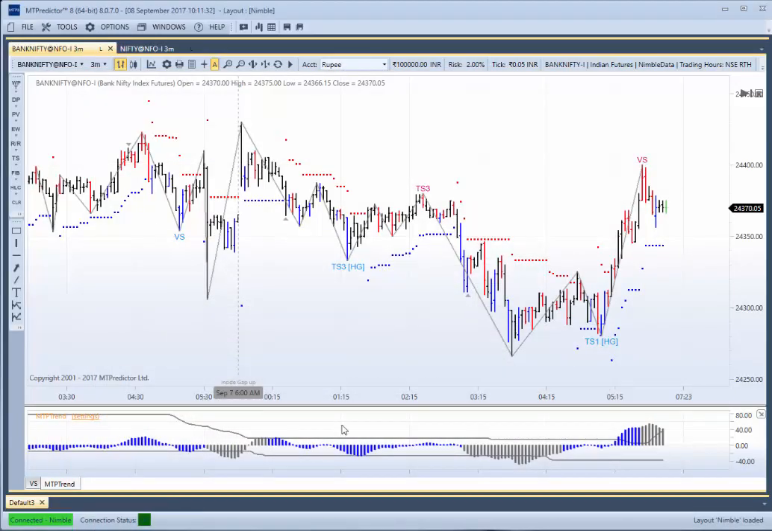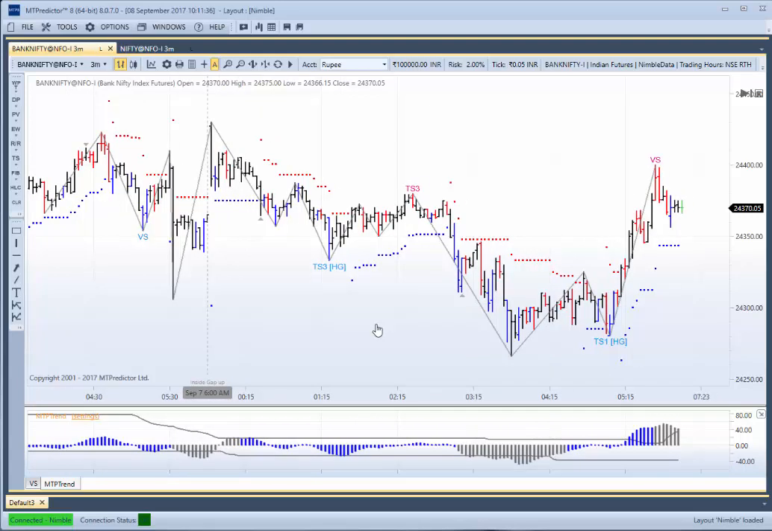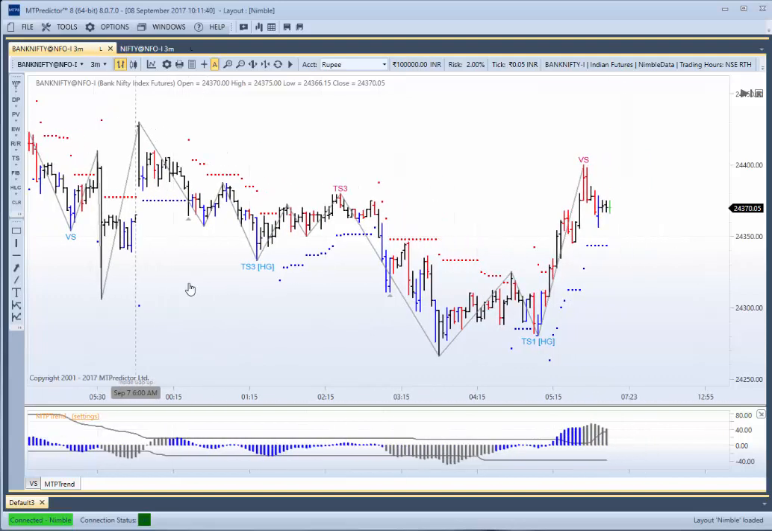Let's have a look at a 3-minute chart that's unfolded earlier today on the BankNifty, which is on Friday the 8th of September. Here you can see we have some automatic trade setups, some buy setups, some sell setups on the 3-minute BankNifty chart, and we also have our MTP trend indicator here. So is MTPredictor a black box system where you simply follow the MTP trend color and just take the losses and profits as they come through?